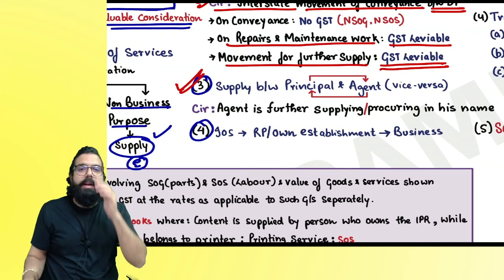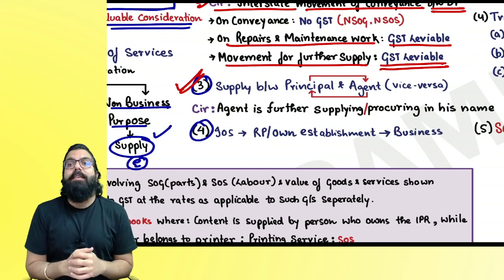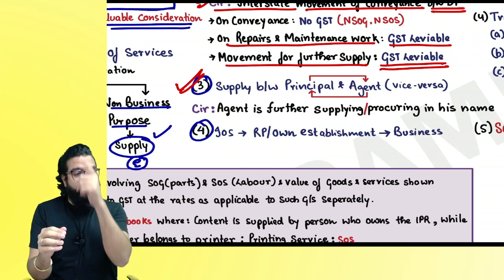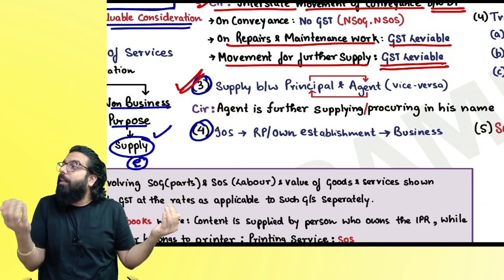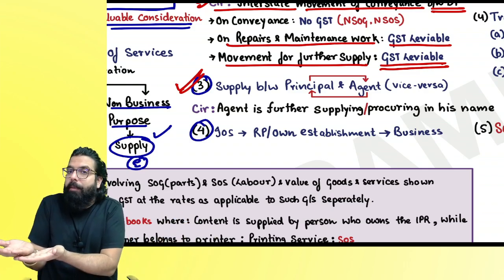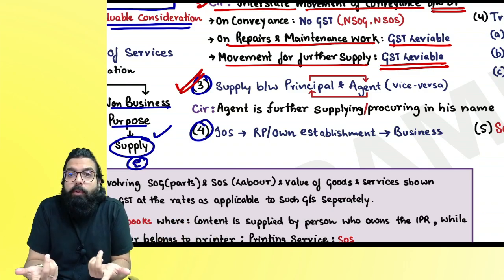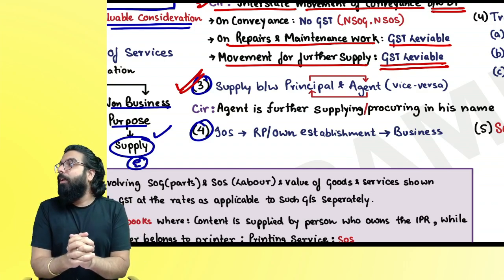The next one over here is supply between principal and agent. Now, to be an agent under section 71C, my question to you: the principal issued the invoice directly to the customer, and the customer made payment directly to the principal. Who am I in between? I am just a commission agent, not covered under section 71C.